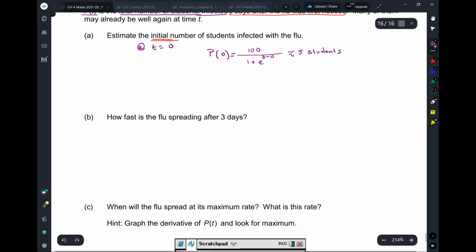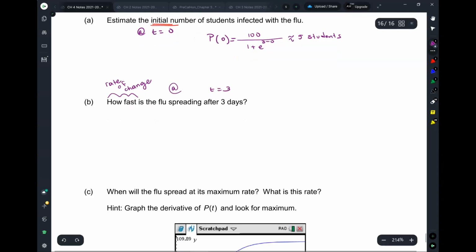Now, here we go. How fast is the flu spreading after 3 days? What's another word for how fast? Rate. The rate of change, which would be velocity if this was position. The rate of change after 3 days, so it's the rate of change at t equals 3. So it's P prime of 3. P prime at 3 is what we want.